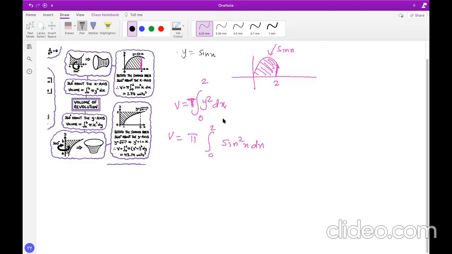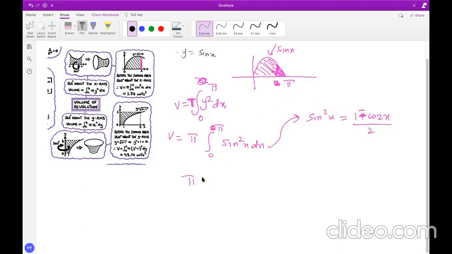Now, if you have to do this manually, let's say I make the question a little more complicated: instead of taking it until 2, I make it until pi. In that case, it can become a question for a non-calculator paper. So when I find the integral of sine squared x, like how I covered in the last session, you use the double angle formula. Sine squared x is 1 minus cos 2x over 2. That's your double angle formula, also given in the data booklet.